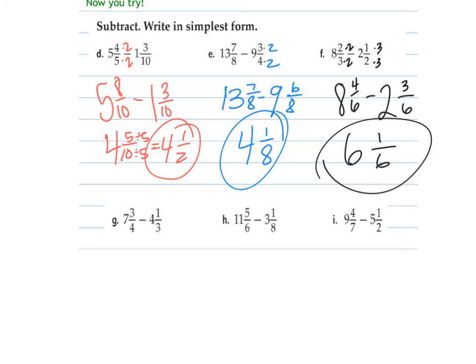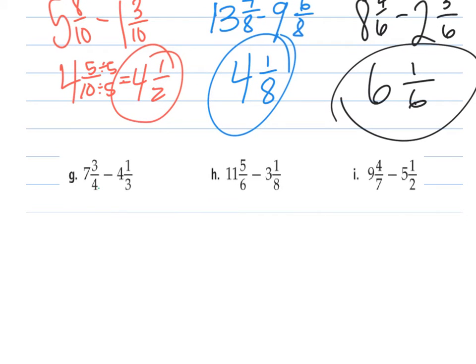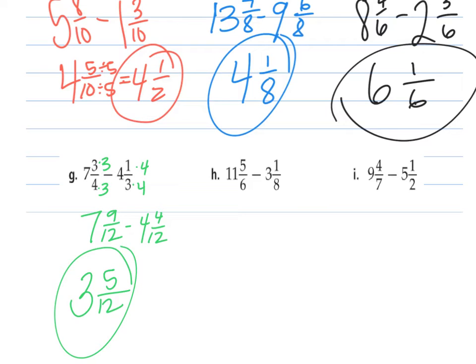7 and 3/4 minus 4 and 1/3. Common denominator on here would be 12. So I would multiply by 3, multiply by 4. 7 and 9/12 minus 4 and 4/12. 7 minus 4 is 3. 9 minus 4 for the numerators is 5. Keep the denominator of 12. That can't be divided by anything other than 1, so that's in simplest form.